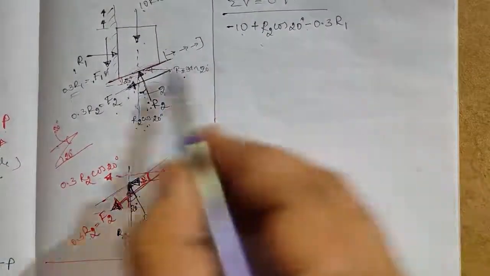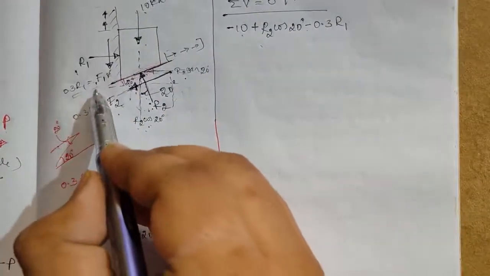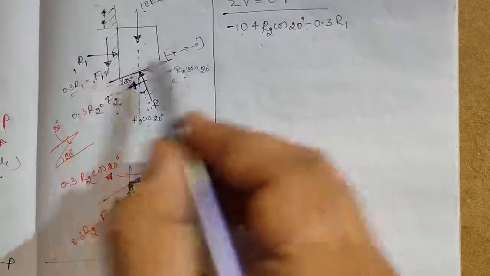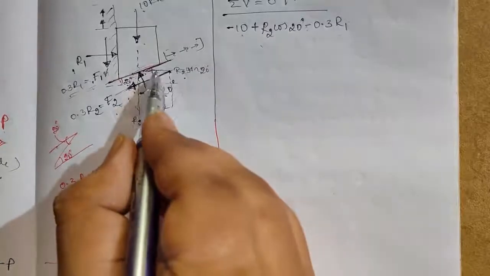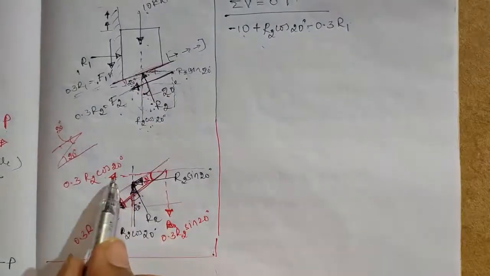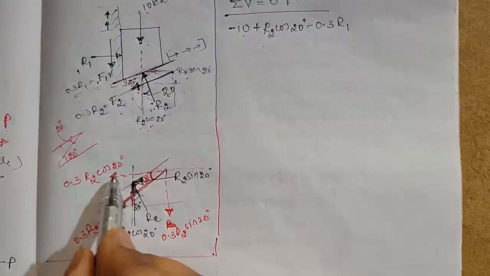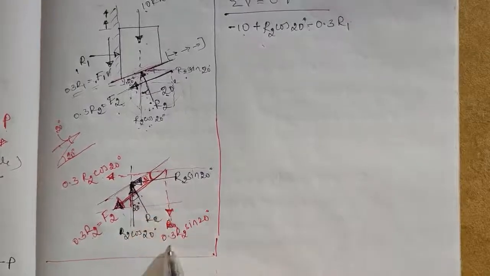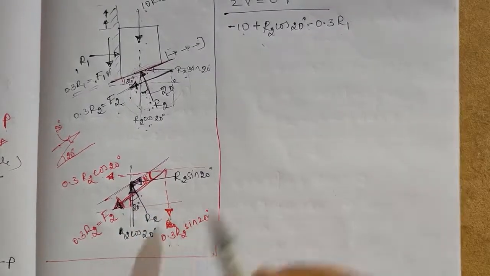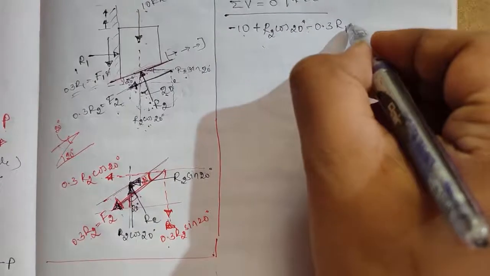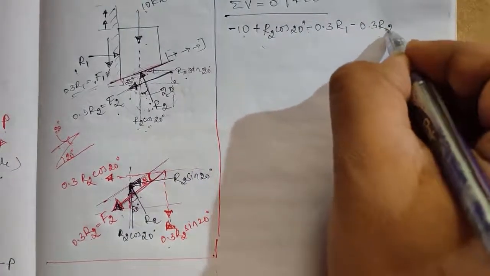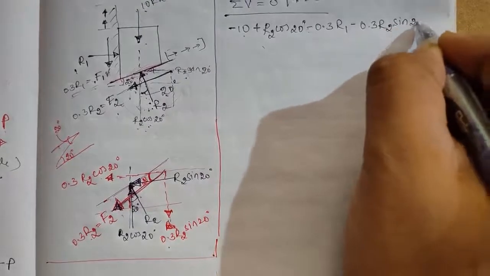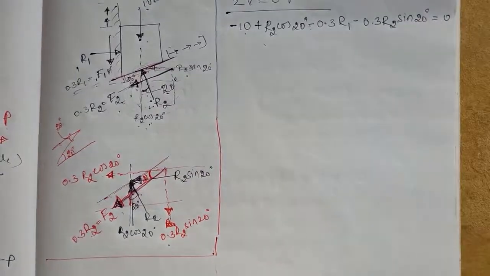Then I come to minus 0.3 R1, that is the friction force, directly downwards, so negative. Another force F2, whose horizontal and vertical components are as seen in the direction, so the vertical will be 0.3 R2 sine 20 degree, and it is minus 0.3 R2 sine 20 degree, equal to 0.